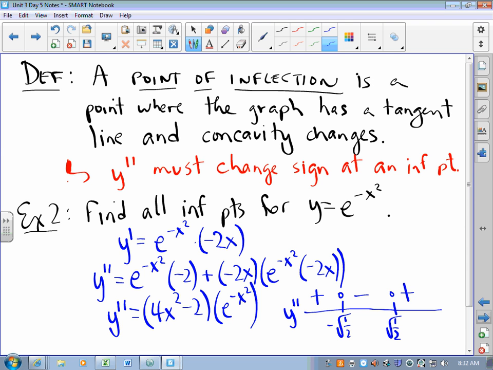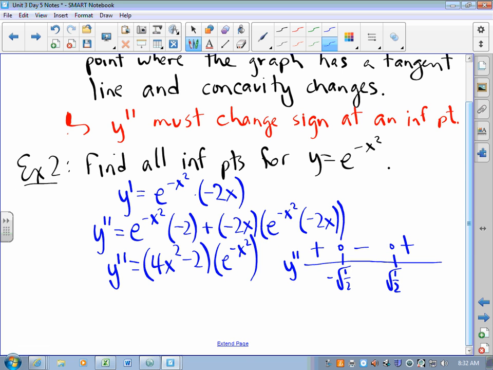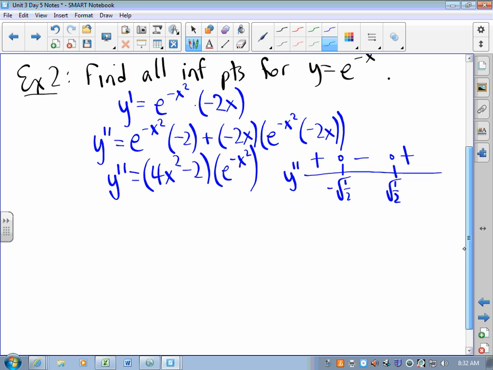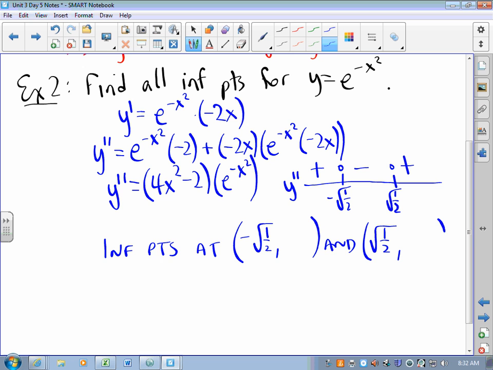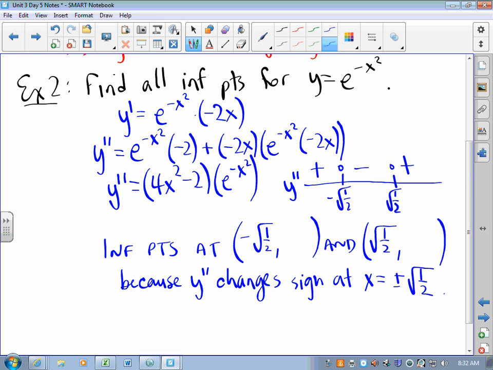And so I ask myself, where are the inflection points? The inflection points are the places where the second derivative changes sign. And the second derivative is going to change sign at negative radical a half and positive radical a half. So I've got inflection points at negative radical a half something and positive radical a half something, because y double prime changes sign at x equals plus or minus radical a half.